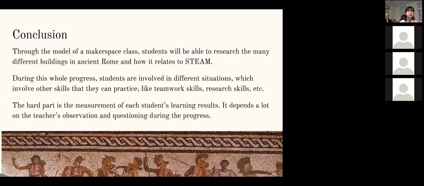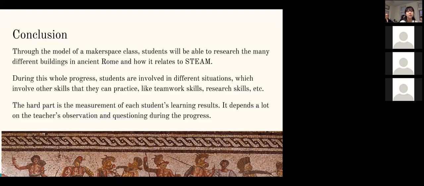Our conclusion is that during these 4 weeks, the students will be able to research the different buildings in ancient Rome and how they relate to STEAM skills. During this process, students are involved in different situations, and in those situations they have the opportunity to practice other skills like teamwork and research skills. It also involves different subjects like art, science, and physics, so they have the opportunity to get to know different kinds of subjects.